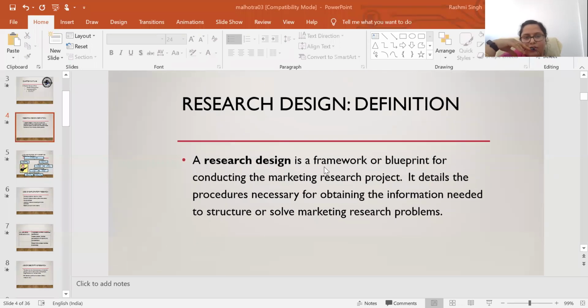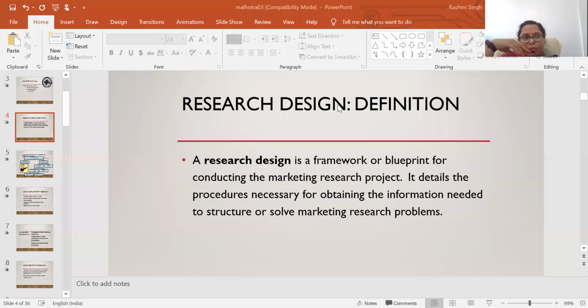So the question is, what is research design? What is your understanding about the research design? As in my previous lectures, I have talked about research being a systematic, step-by-step process, and in that there are 6 steps, and each step is followed by the other. So here research design is basically a framework, or you can say a blueprint for conducting the marketing research project. Means you can say it's a kind of roadmap.